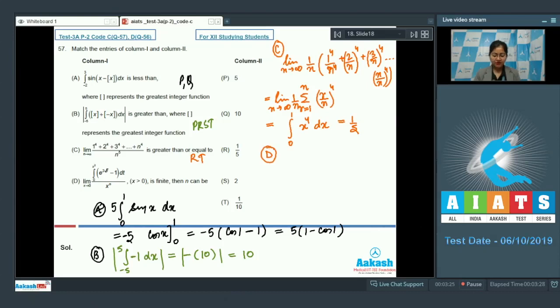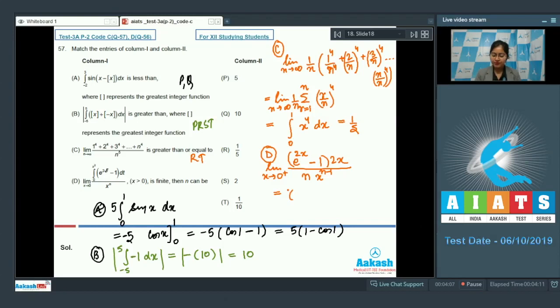Next is option number D, in which we have to find the limit x tending to 0 and integral 0 to x square e raised to the power 2 into root t minus 1 upon x raised to the power n. Right? So if we apply here 0 by 0 form, so if we differentiate it, we will get e raised to the power 2x minus 1 into 2x divided by n into x raised to the power n minus 1, right? And here we have limit x tending to 0, right? And x is greater than 0, so we just have to find the limit x tending to 0 plus. So this is given to be equal to finite.